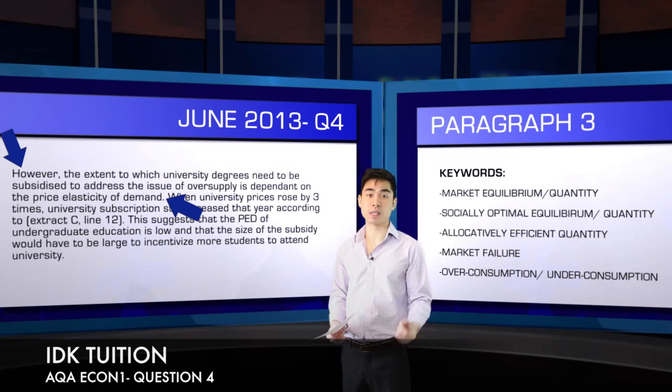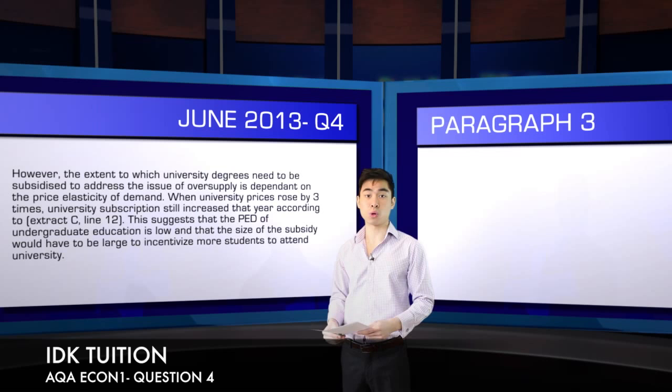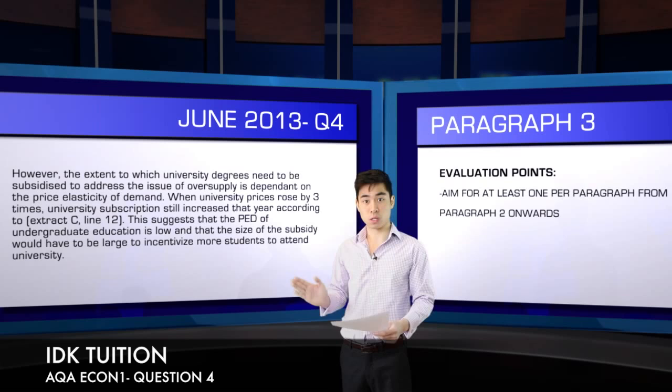Okay, so if the demand curve is very inelastic, the government is going to have to do more to change market quantity, and it's going to have to do more in terms of its taxes and its subsidies in order to restore that optimal quantity.